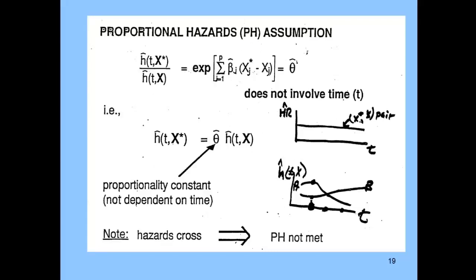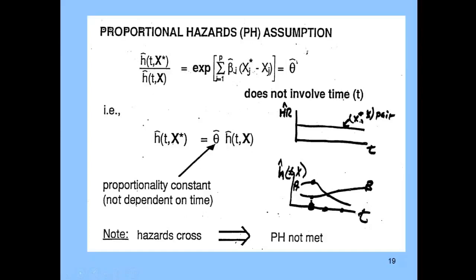So the next thing I want to talk about is, what do we mean by proportional hazards? What's that assumption? What does it have to do with? To talk about that, just remember we already saw the formula for the hazard ratio comparing x star with x. It was e to the sum of beta j times (xj star minus xj), where xj was the jth variable.